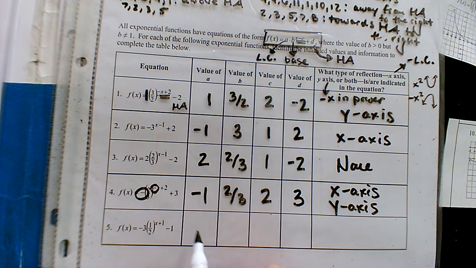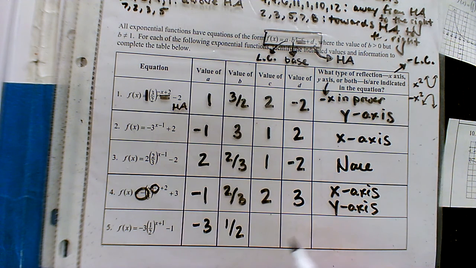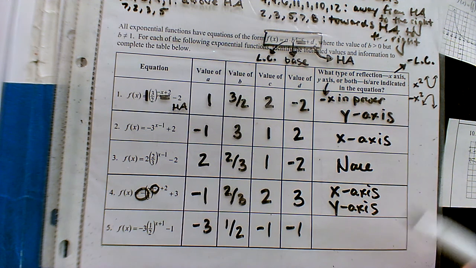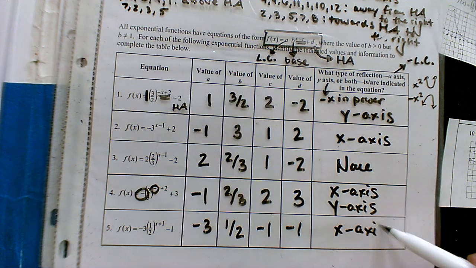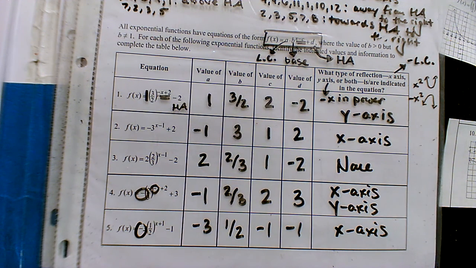Good. All right, Lincoln, our A value for 5. -3. Robbie, our base. Looks good. Noah, our C value. -1. Carter, our horizontal asymptote. -1. And Jack, a reflection. X-axis. Good. We had a negative leading coefficient. How do we do for 5? Perfect. Okay. We're going to continue with these connections or different things to look for tomorrow.